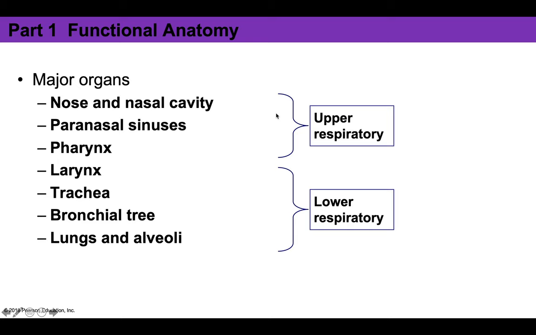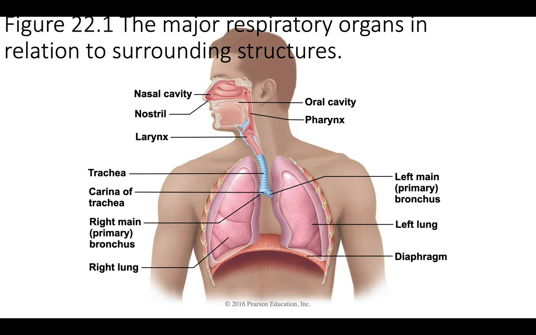So when we look at this image over here, we have the nostrils, and above the nostrils is the nasal cavity. As we move posterior and then inferior, we go down into the throat area, which is the pharynx. From there, there are two possibilities, two routes. There's a route that goes back this way, and then also there's a route that comes to the front over here.